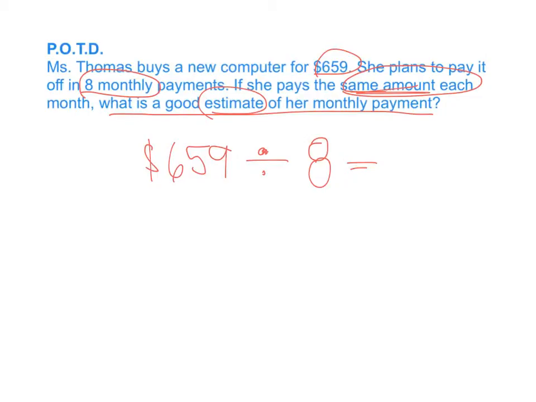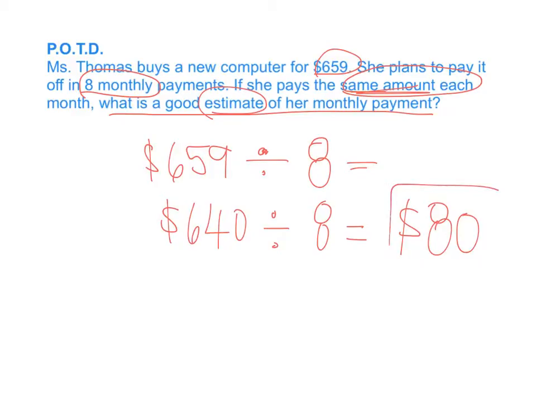Is there any number that's pretty close to 659 that would be a compatible number with the divisor of 8? Yanming? 640. 640, because we know that 64 and 8 are compatible numbers. So what is 640 divided by 8, Adam? 80.